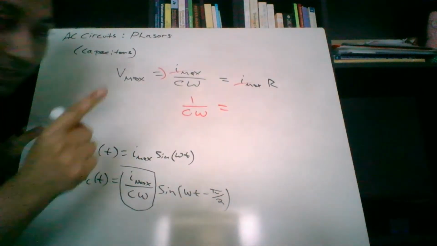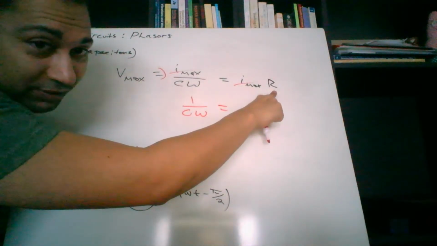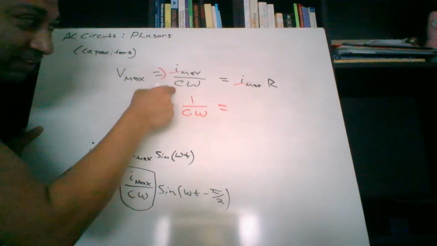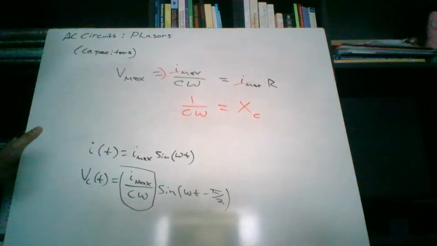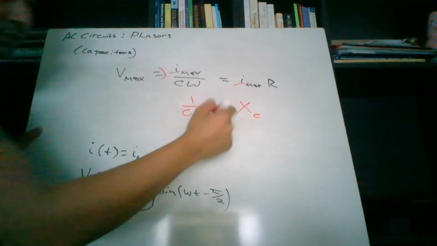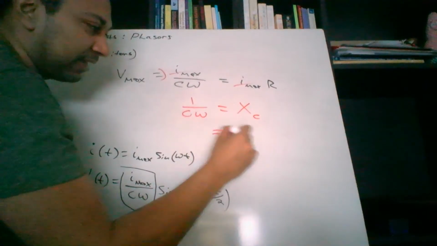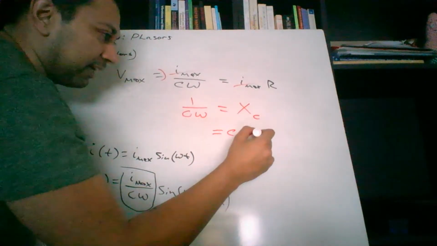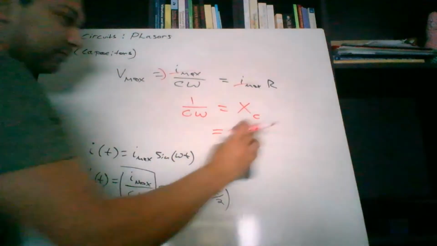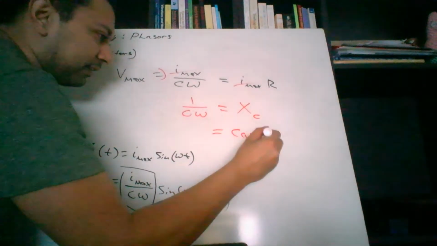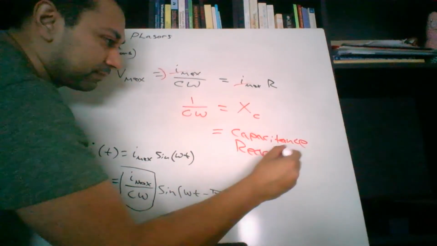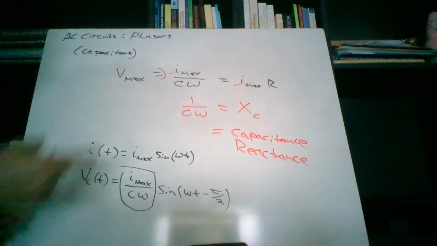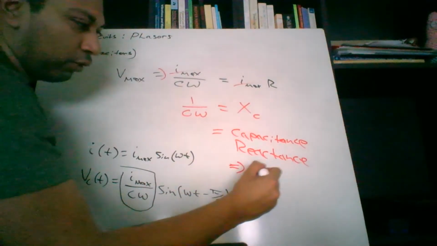No, it is not called R, because R doesn't change as a function of time. So we don't call this R. Because it's the resistance of the capacitor, we have a special name for it. It is called XC, the capacitance reactance. Capacitance, not resistance, but reactance. So the capacitance reactance also has the units of an ohm.